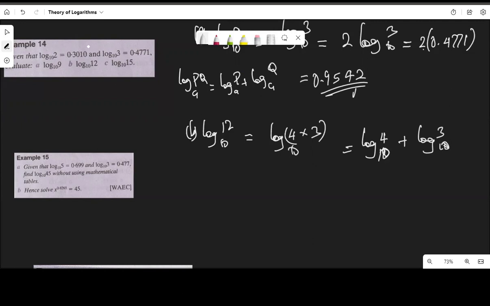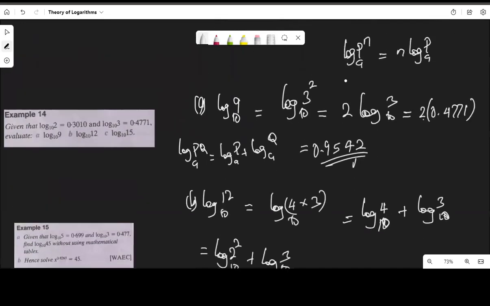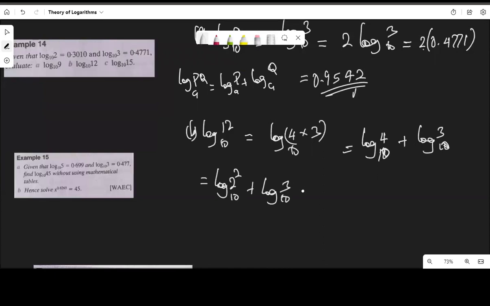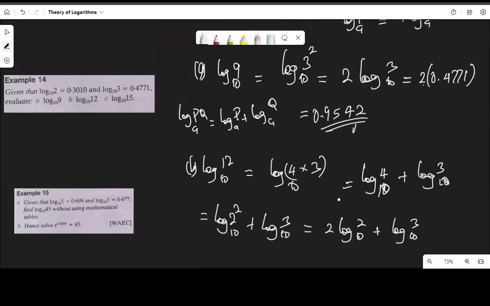But I don't have any log 4 here. That means I still need to work on 4. 4 can be written as 2 to the power of 2, to base 10, plus log 3 to base 10. If I apply this law again, I'll have 2 log 2 to base 10 plus log 3 to base 10.